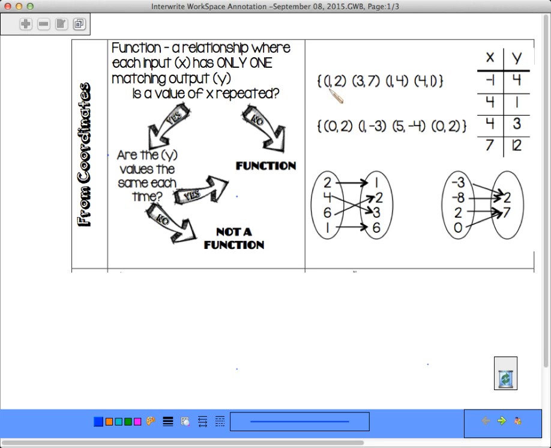So looking here at this first one, we check to see if we have any x's that repeat. And we do, because remember every ordered pair is x comma y. This one repeats, and it's with a different y. So it's cheating. So it's not a function.